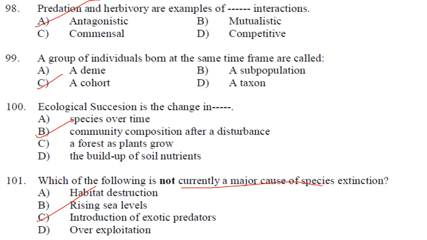Then next one, which of the following is not currently a major cause of species extinction? Habitat destruction. Yes, it is. Rising sea levels. Yes, of course. Introduction of exotic predators is not currently a major cause of species extinction. They have asked for the current cause of species extinction. So introduction of exotic predators is the answer.